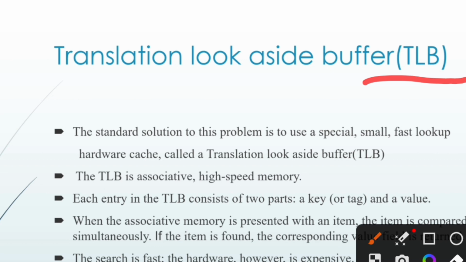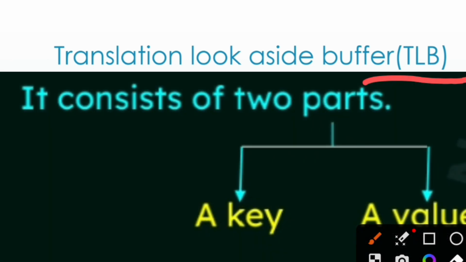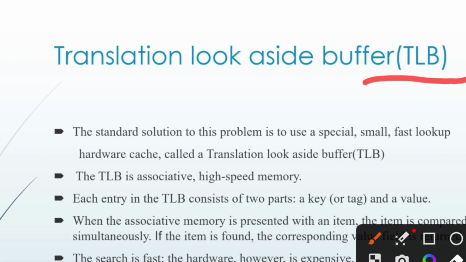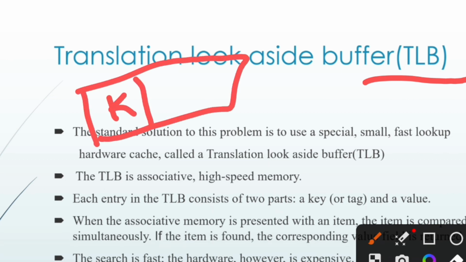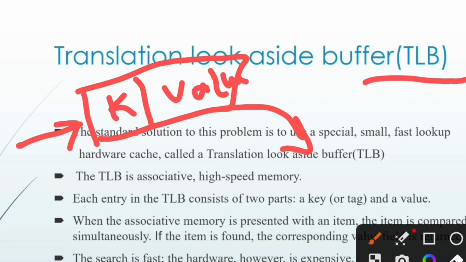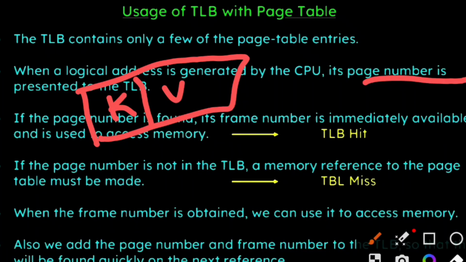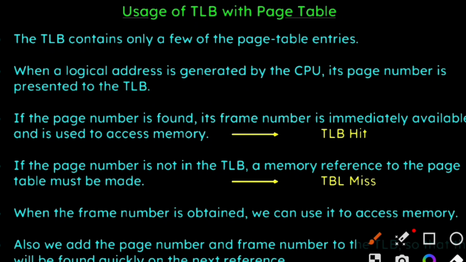TLB is an associative high speed memory which consists of two parts. One part is the key and the other is the value. When the associative memory is presented with an item, the item is compared with all keys simultaneously. If the item is found, the corresponding value field is returned. The search is fast. But the TLB contains only a few of the page table entries.